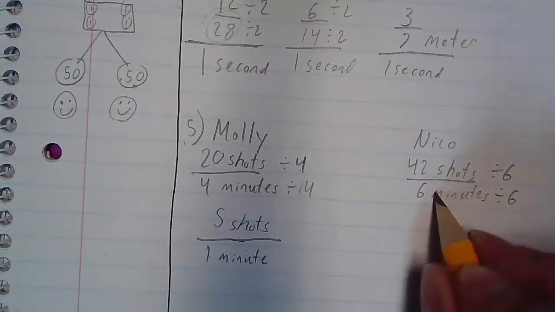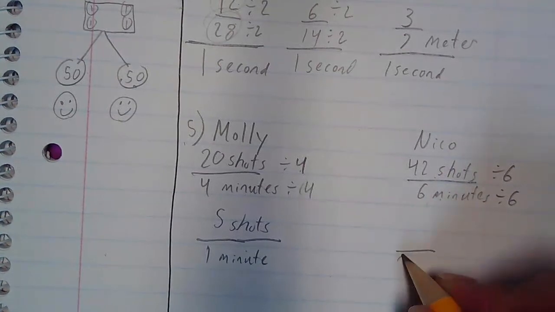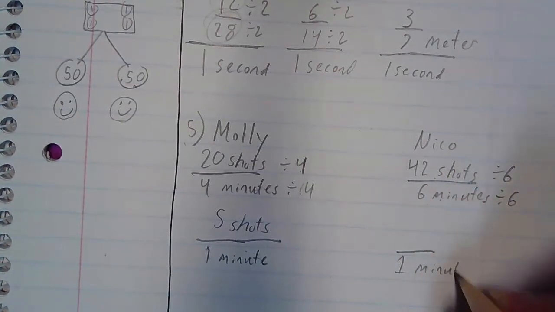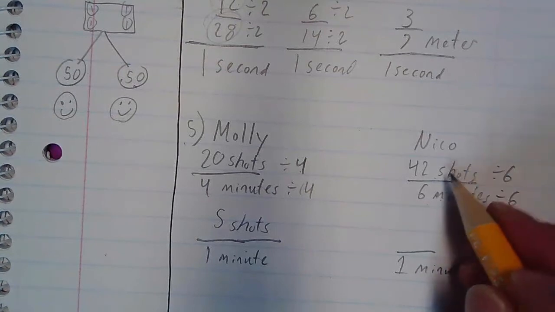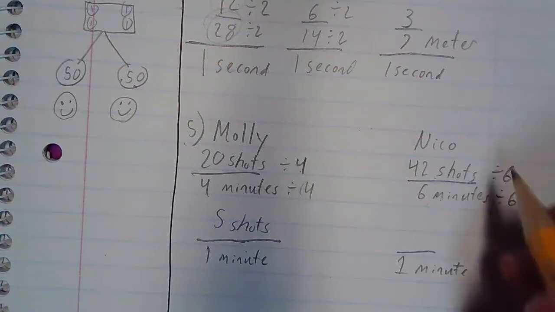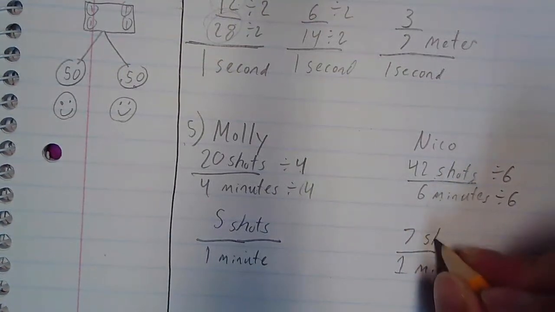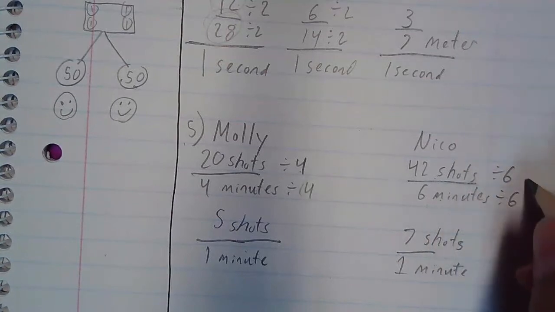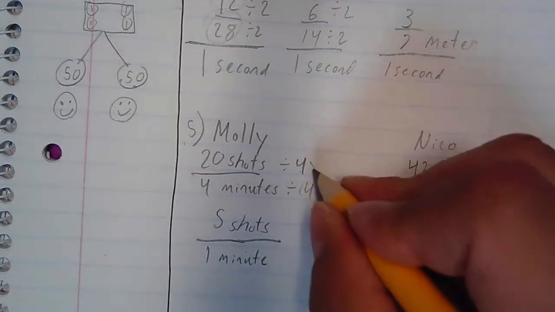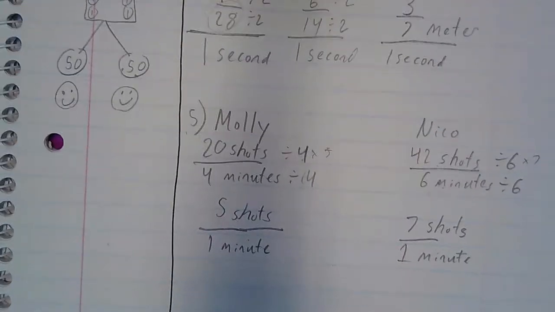For Nico, 42, 6 divided by 6. Again, that's 1 minute. 42 broken up into 6 groups. That means you're going to have 7 per group. Again, 6 times 7 gives you 42. 4 times 5 gives you 20, just in case you don't get that.